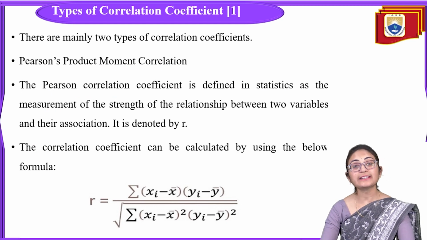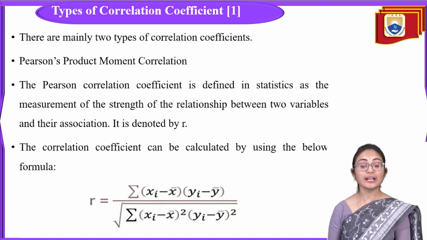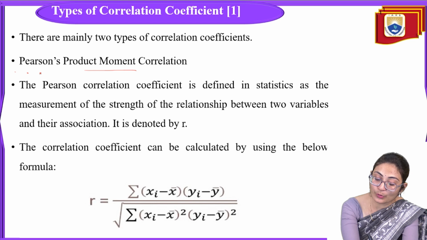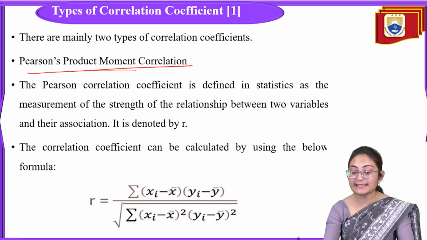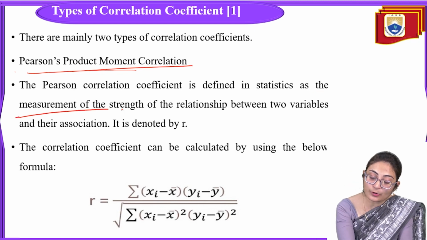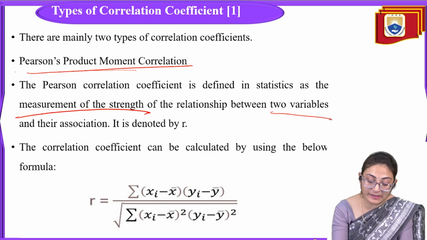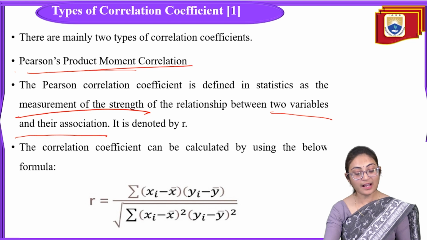Now there are different types of correlation coefficient. There are mainly two types of correlation coefficient. Pearson's product moment correlation. The Pearson correlation coefficient is defined in statistics as the measurement of the strength of the relationship between two variables and their association, and it is denoted by R.